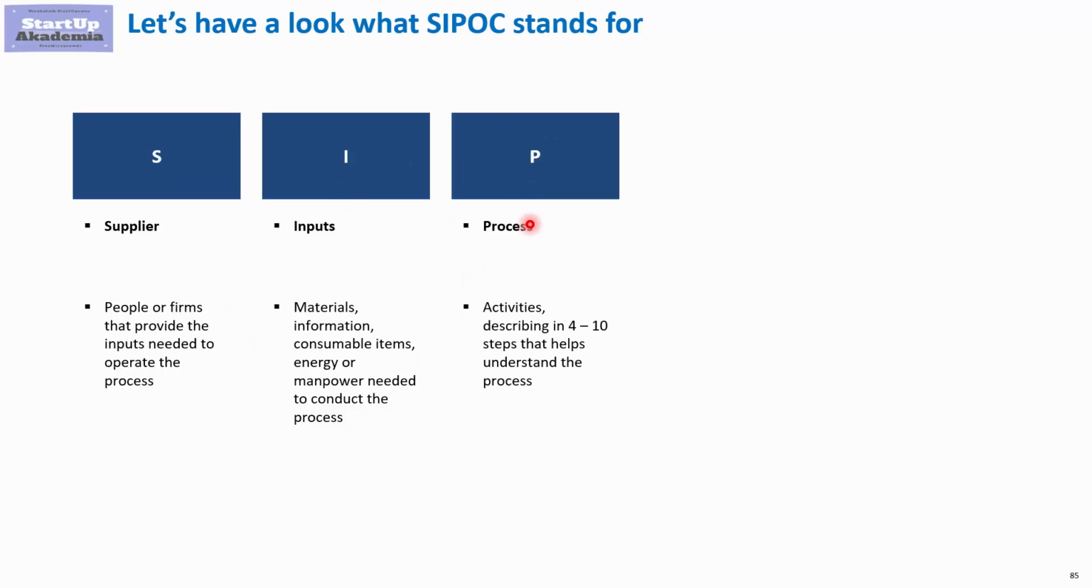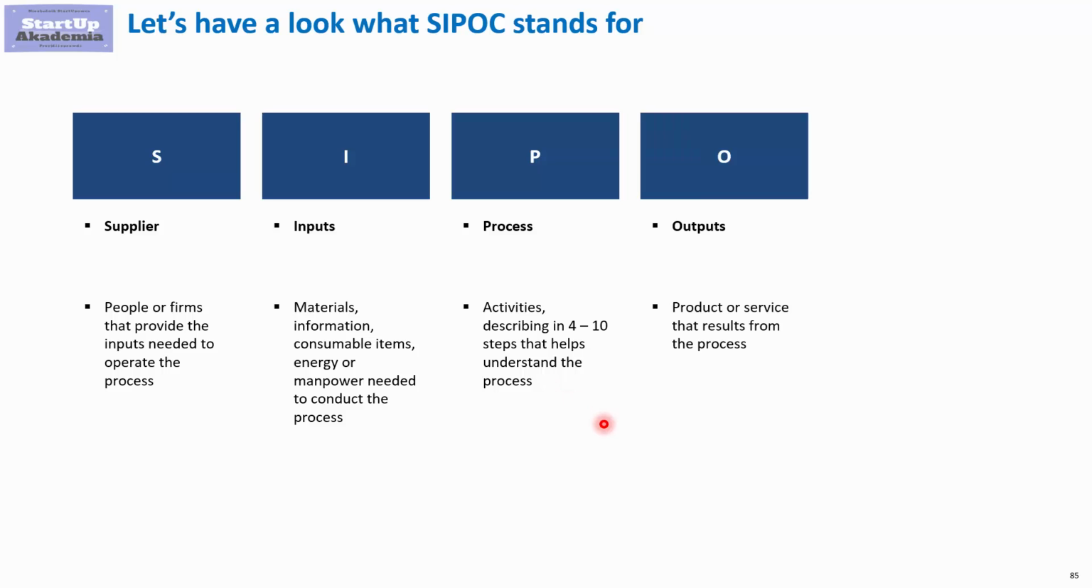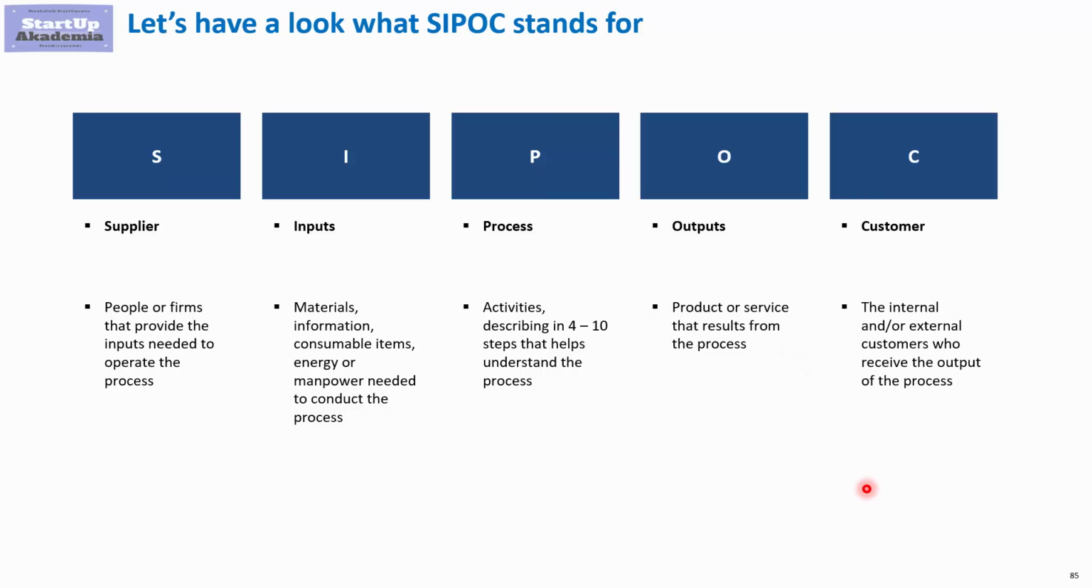P stands for process. Usually we would, during this stage, describe on a general level the process. Usually we would use 4 to 10 steps. This will help you understand in a fast manner how the process that you may be improving looks like. Then we've got outputs. So by this we mean products and services that the process is delivering. And finally, we've got C standing for customer. And here we have to list all the internal or external customers who receive the output of the process.